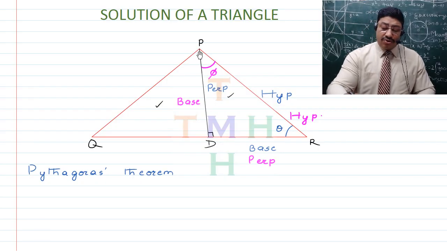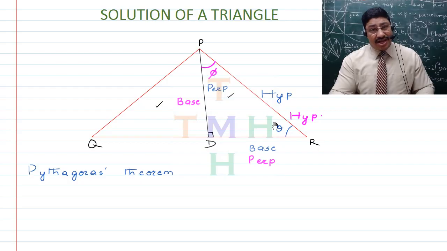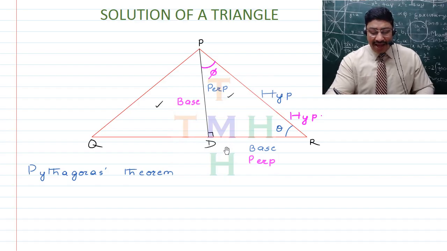So I will just quickly repeat all of this. If you have a right angle triangle like this already in the question, then that's fine. If it is not there in the question, then from any of the vertices you have to drop a perpendicular, and then you will get a right angle triangle. And in that right angle triangle, the side which is opposite to 90 degree is the hypotenuse, the side which is opposite to the known or the unknown angle is the perpendicular, and the third side will become the base.